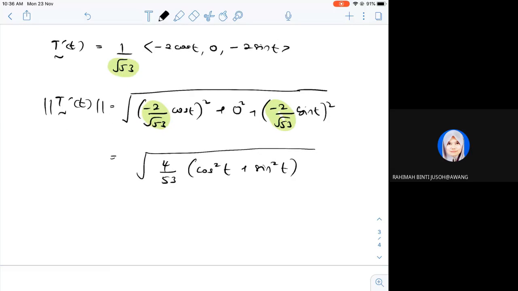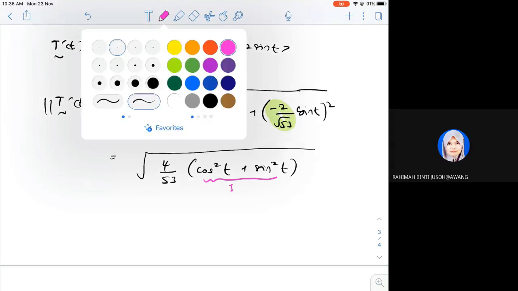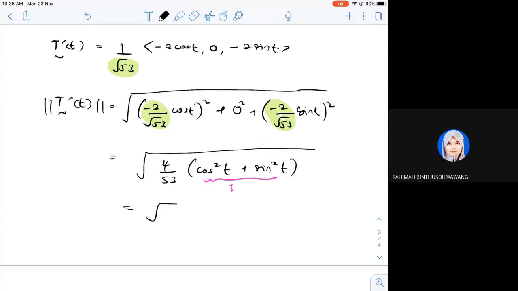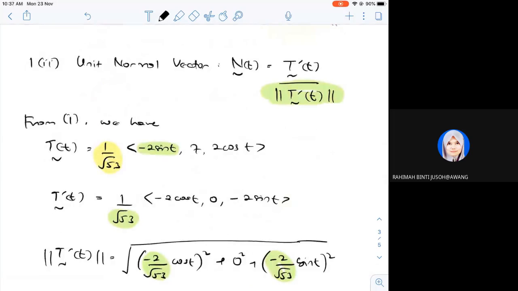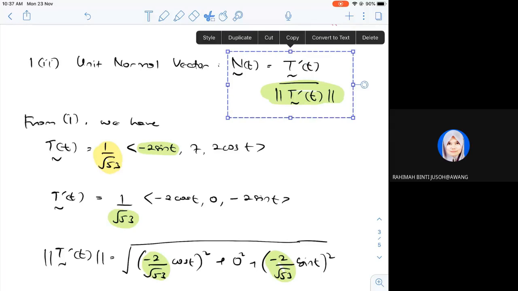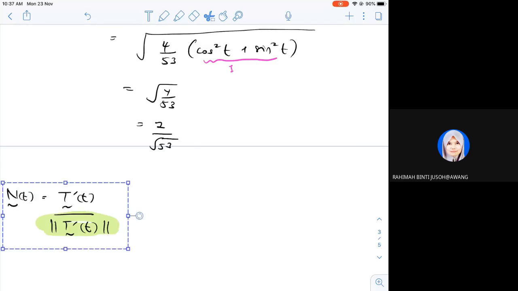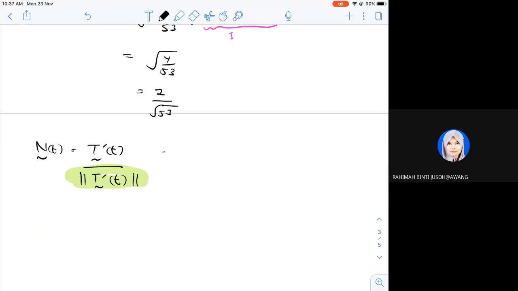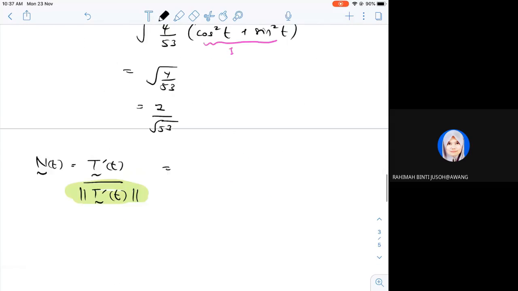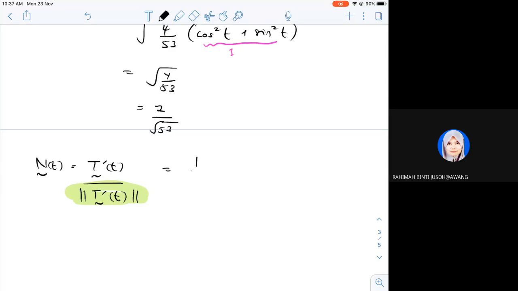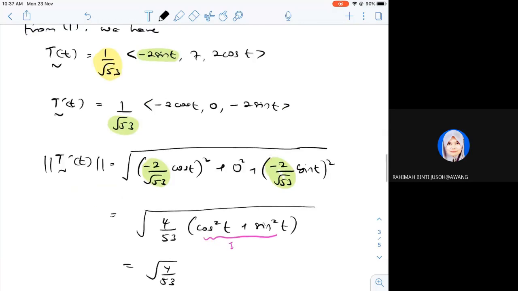Okay, good. So this is equivalent to 1 again. Next we will have the square root of 4 over 53, which is equivalent to square root of 4 is 2 over square root of 53. So now the formula is this. Therefore it equals 1 over the magnitude of T prime t, so T prime t we have 1 over square root 53, we have negative 2 sin t.